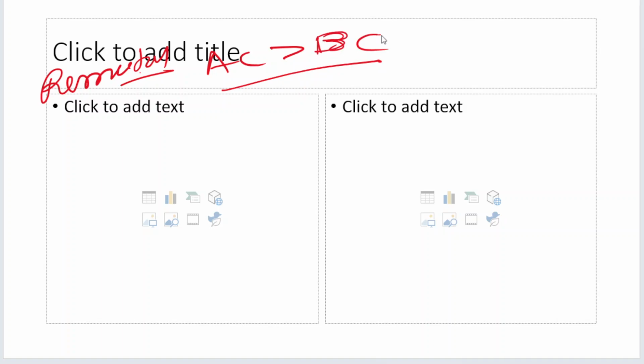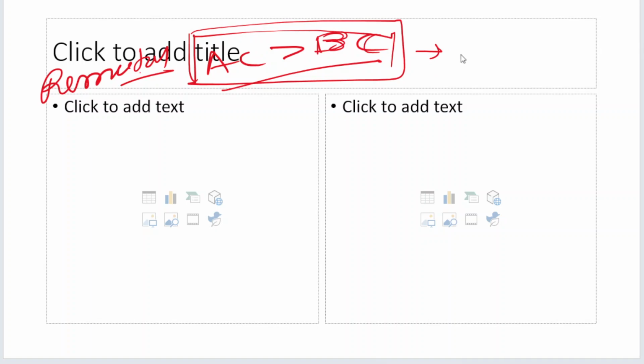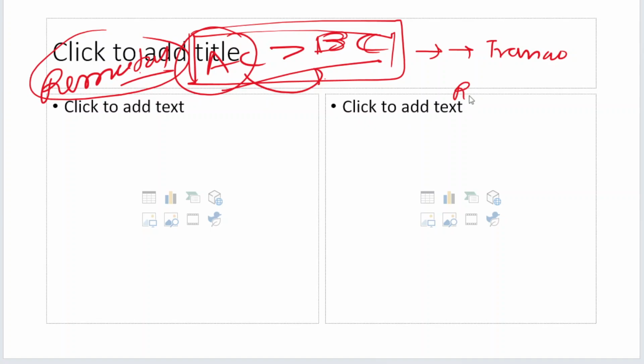Now for a long time I really did not understand why air conduction is greater than bone conduction. I basically memorized it, but air conduction is more because of the transformer action of the middle ear. If you understand this, understanding Rinne's test becomes easy for you.